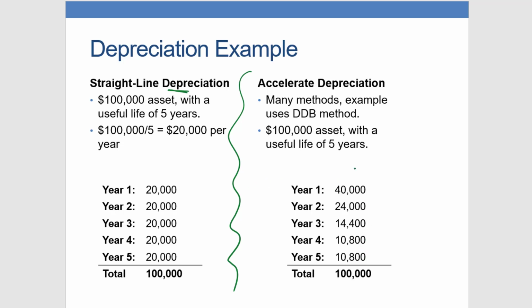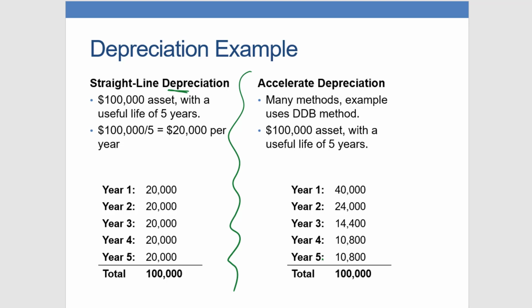So what I'm showing you here is there's 2 methods that we could possibly use of many to calculate depreciation. And in one case, we would take out $20,000 every year. And in the other case, we would take out 40, then 24, then 14, and so on until we wrote off that whole item. Okay, why is this interesting, right?